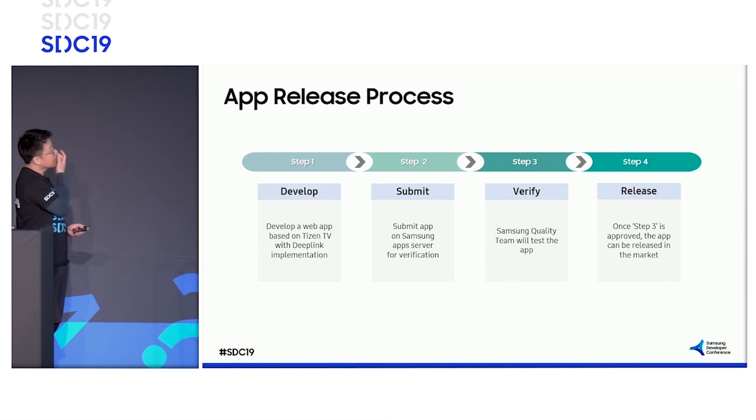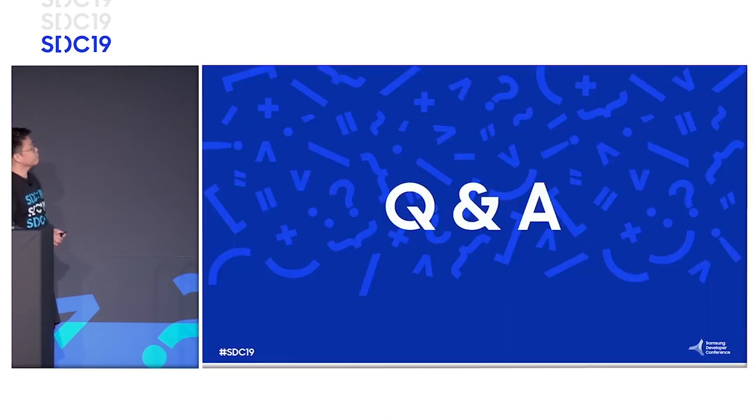Okay. Also, the app release process in Samsung TV is quite similar to that in other app stores. So when you develop your app and submit it to the Samsung TV App Store, some verification will be started. And when it's done, it will be exposed in our App Store. Okay, that's all. These are about the Discovery Service onboarding guide for Samsung TV. Are there any questions? If you have any questions, please use that microphone.